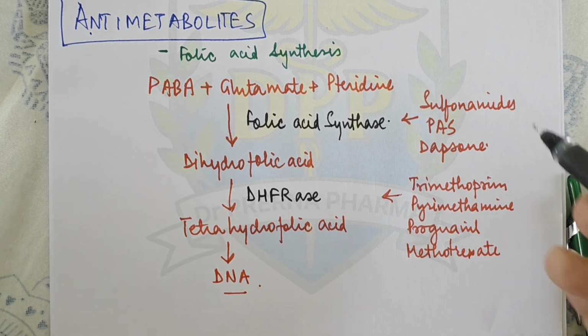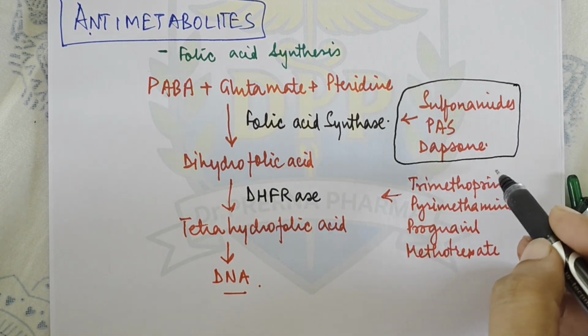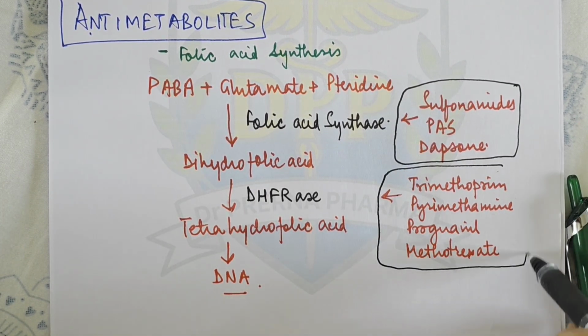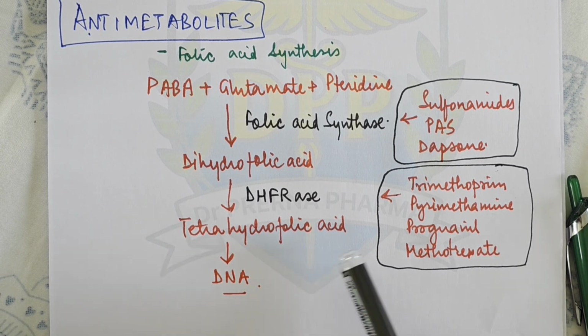This is then incorporated in the DNA and further reactions. So the drugs which we are talking about are sulfonamides, PAS, dapsone, which inhibit the folic acid synthase, and trimethoprim, pyrimethamine, proguanil, methotrexate, which inhibit the dihydrofolate reductase. So these are the two systems.